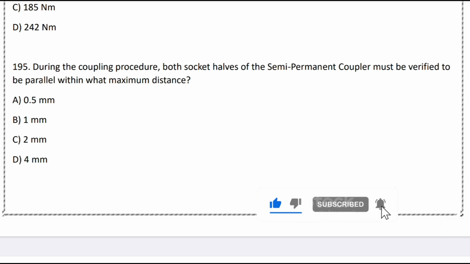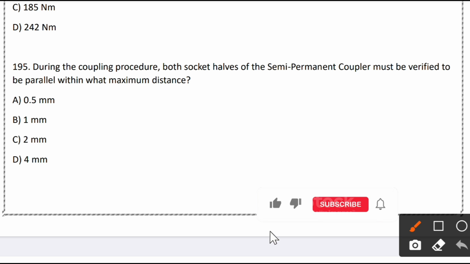195. During the coupling procedure, both socket halves of the semi-permanent coupler must be verified to be parallel within what maximum distance? A. 0.5 mm. B. 1 mm. C. 2 mm. D. 4 mm. The correct answer is C. 2 mm.